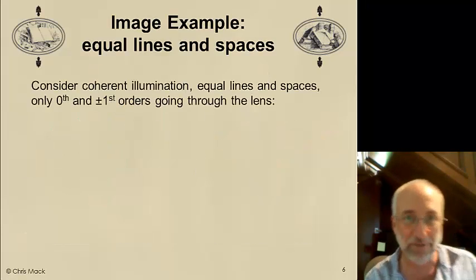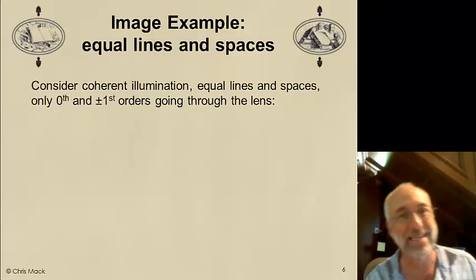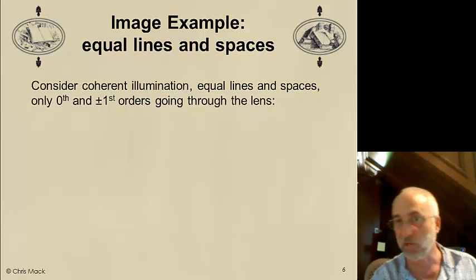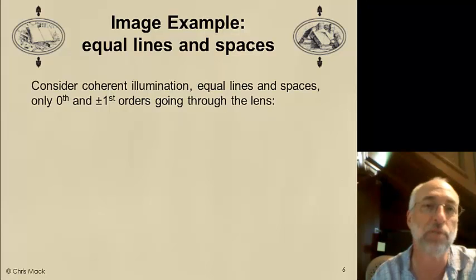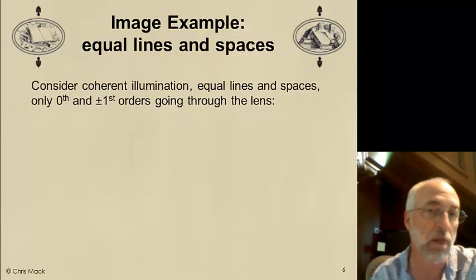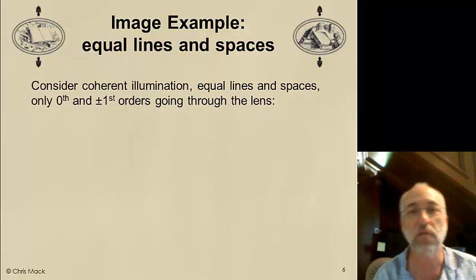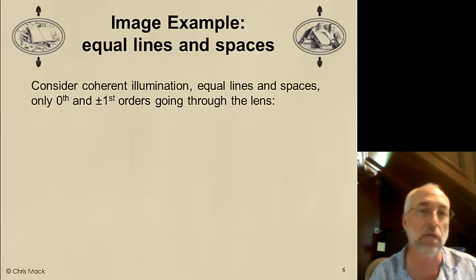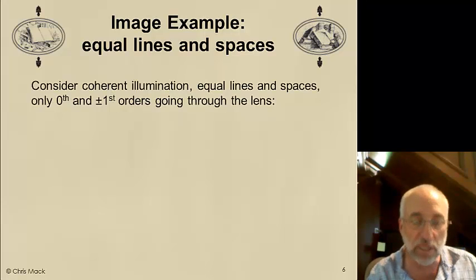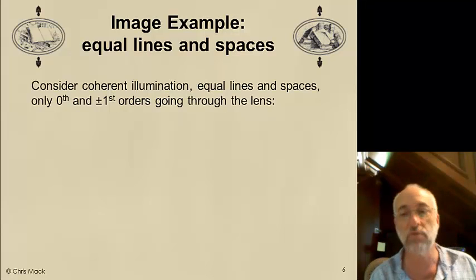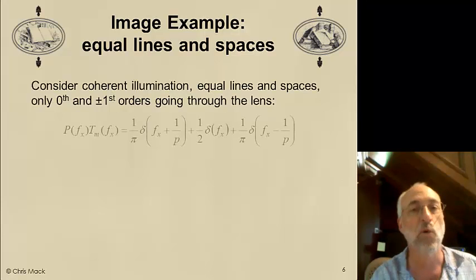Let's go back, however, to 3-beam imaging and use an example. We'll have some 2-beam imaging in the homework, but for the example we work out here in these lectures, let's look at the case of 3-beam imaging and equal lines and spaces. We'll assume that we have coherent illumination, normally incident plane wave illumination on the mask, equal lines and spaces, and a numerical aperture such that only the 0 and the plus and minus first orders go through the lens. This is the imaging example that we've worked out a couple of lectures ago.